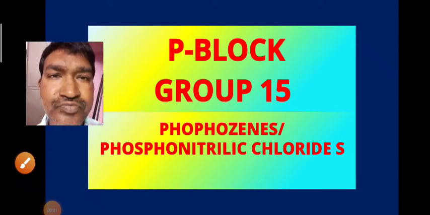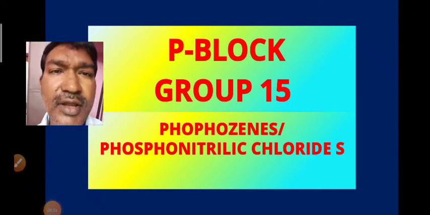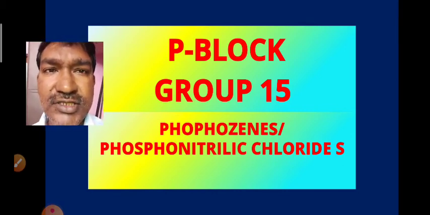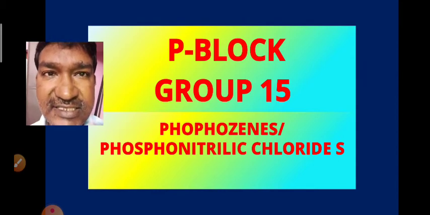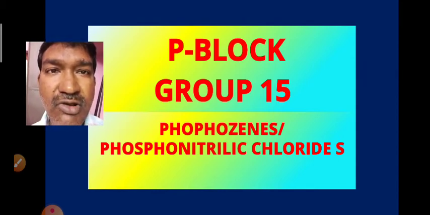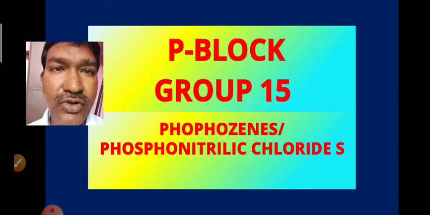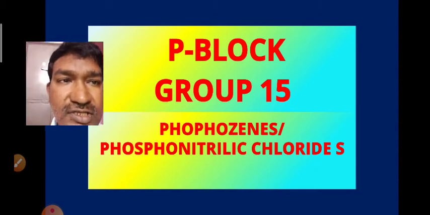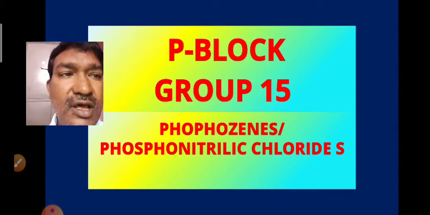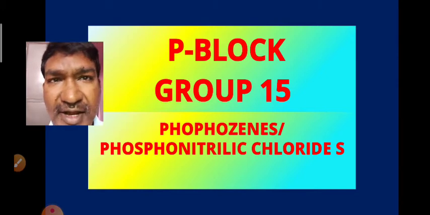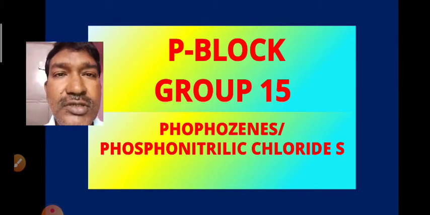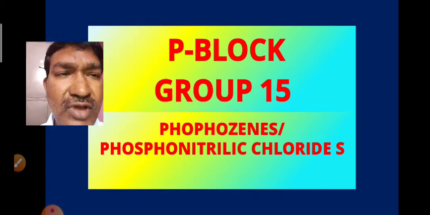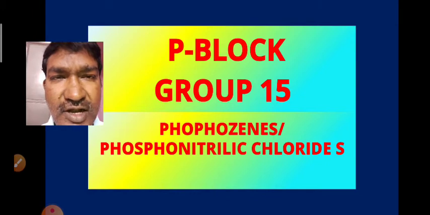Hello students, in the previous class we have learned about the preparation, properties and structure of hydrazine and hydroxylamine. In this video now we are going to learn about a new category of compounds, that is the phosphazenes or phosphonitrile chlorides. So first of all we will learn which compounds are known as phosphazenes or phosphonitrile chlorides.